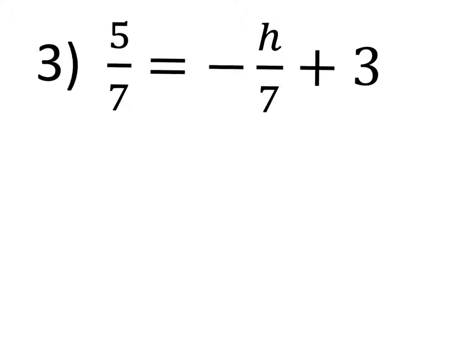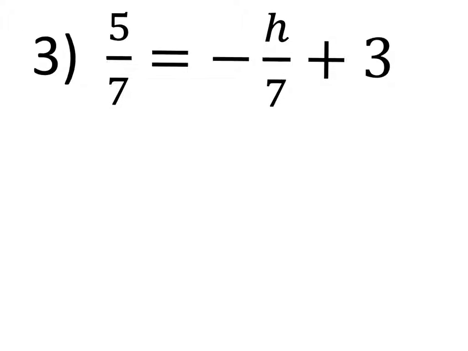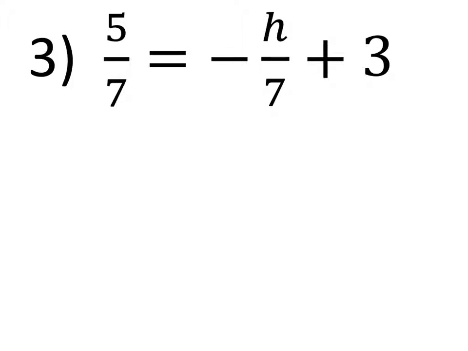We're going to start working through number 3. Common denominator, it's kind of easy on this one. It's just a 7, so we're going to multiply everything by 7. Remember, it is 7 over 1. The 7s cancel, so I get 5 equals, 7s cancel here, I get a negative h.